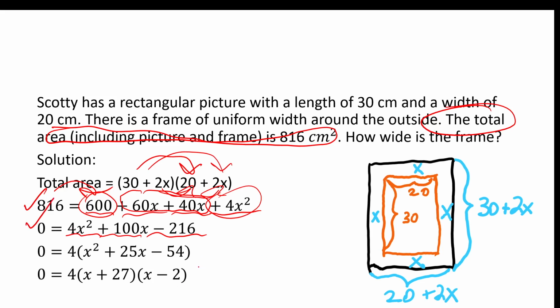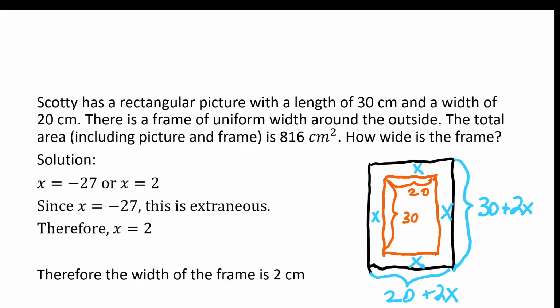We can common factor out a 4. And when we do that, we'll have a trinomial of x squared plus 25x minus 54. And then we'll be able to say that we've got 4 times x plus 27 times x minus 2. Okay? Now, that would mean x is either equal to negative 27 or x is equal to positive 2. Now, we're talking about a width of a frame, so x equaling negative 27 is extraneous, so therefore the answer is x equals 2. The width of the frame is 2 centimeters.